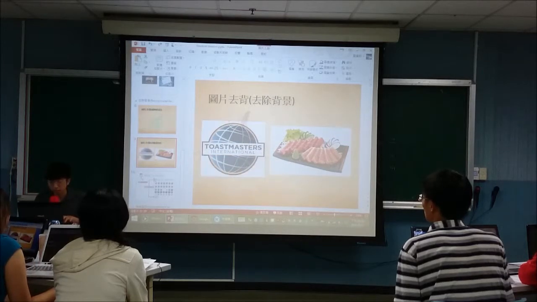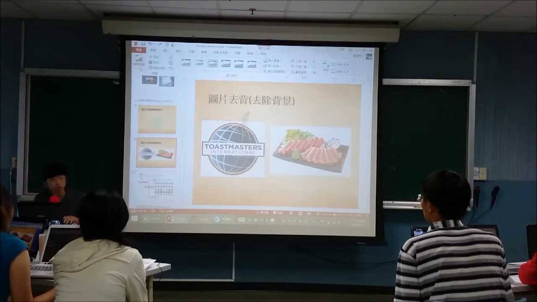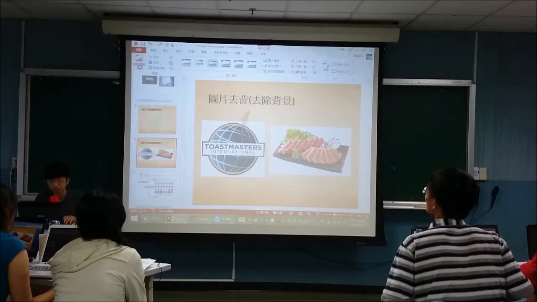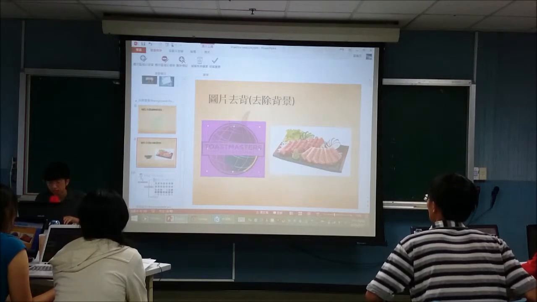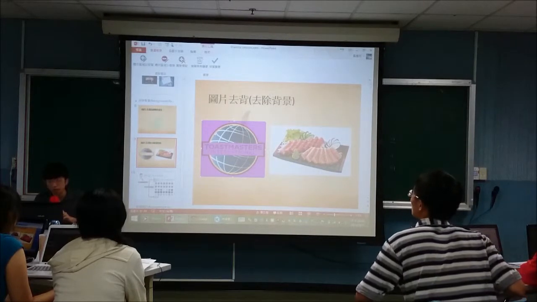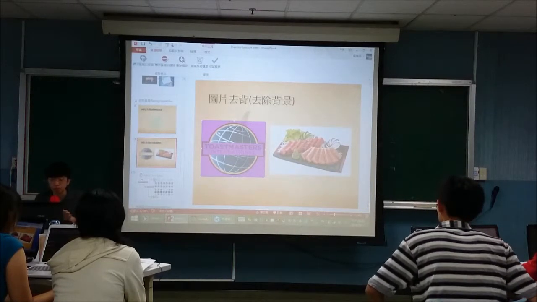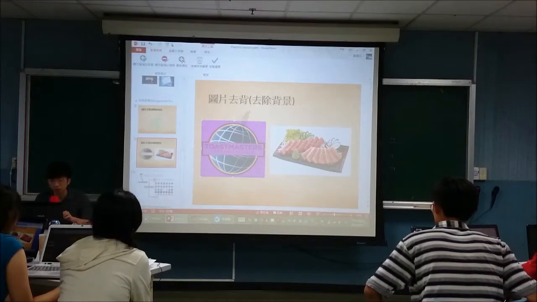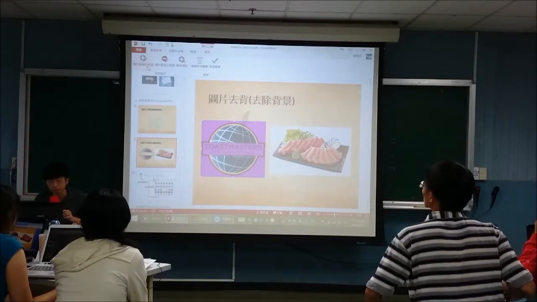So that is background removal. Click it. Now you want to tell the computer that this main object is inside this square. The pink areas are the places that are going to be removed as background. But this text is not background. So here, we press 标示.